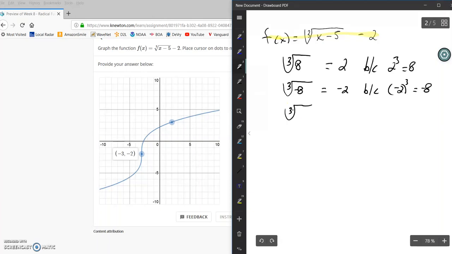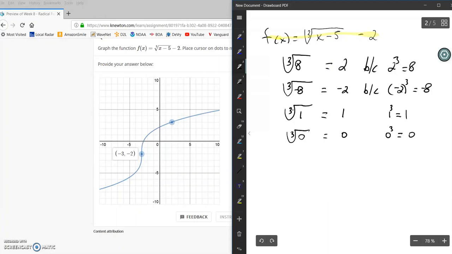Alright, let's do a couple more. I want to do the cube root of 1. The cube root of 1 is what number raised to the third power would be 1? Well, 1, right? If I take 1 cubed, I'm going to get 1. Another easy one would be the cube root of 0. What do I raise to the third power to get 0? Well, 0 would work, because 0 to the third power equals 0.